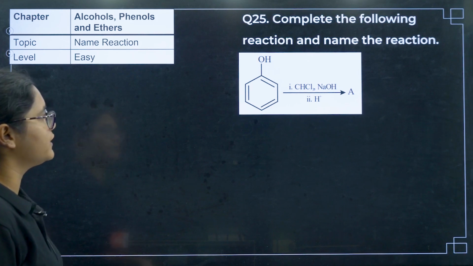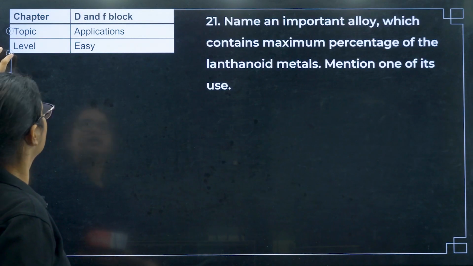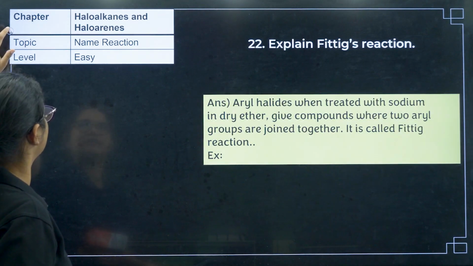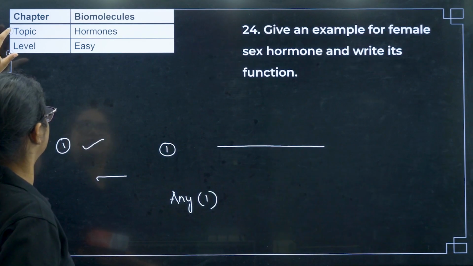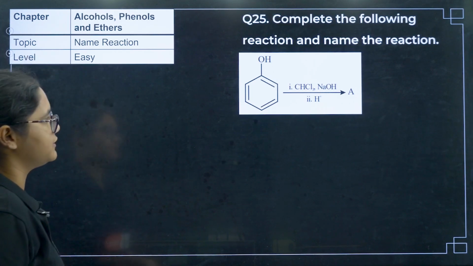Next, so we got questions from which chapters? Let us just see once. First we got from d and f block, then we got from haloalkanes and haloarenes, then we got from solutions, we got from biomolecules, and next one is from alcohols, phenols and ethers.